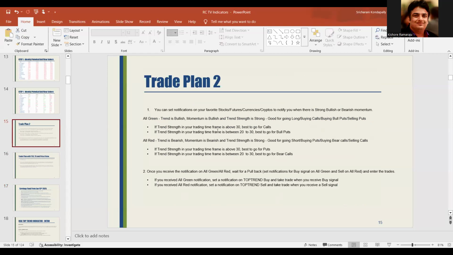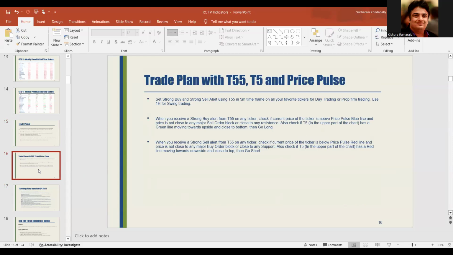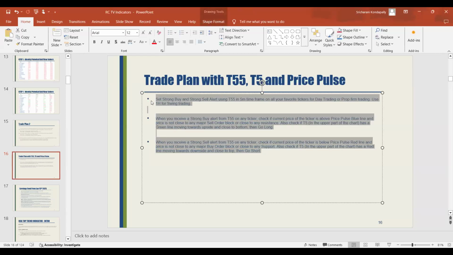You can use top trend, you can use T5. So there are different ways we can make consistent gains. But one thing we are observing is this pattern is giving much more success, like nearly 90% success rate if we follow the exact strategy.